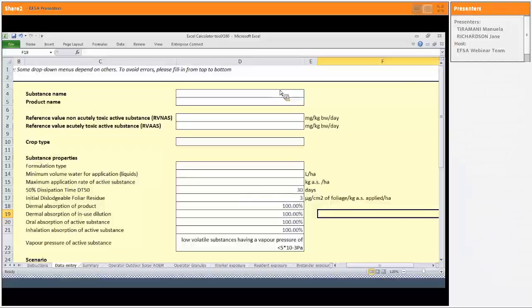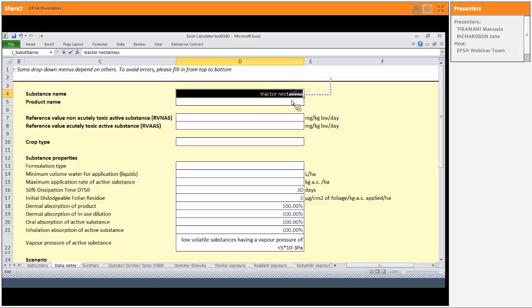So we're going to look at a reasonably simple scenario, a tractor-mounted scenario for nectarine. The first box allows you to enter the name of the substance that you're assessing, but here we're just going to type in the scenario type so we know what we're looking at. Okay, so obviously the first thing you need is your AOEL, your acceptable operator exposure level. And in our example, we're using 0.07.